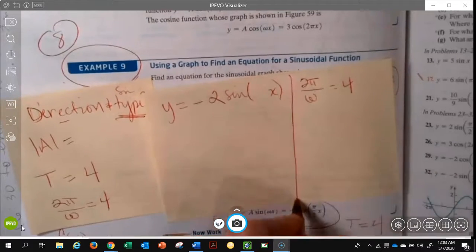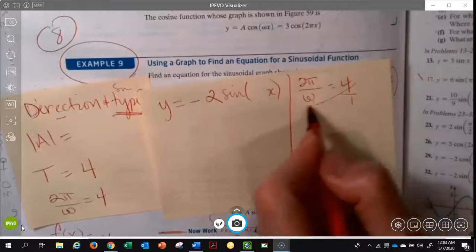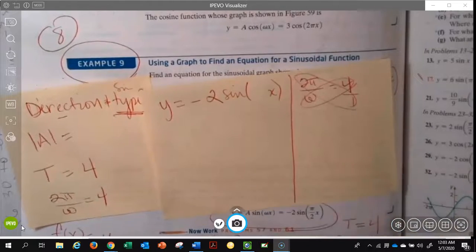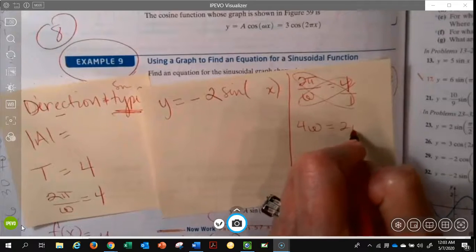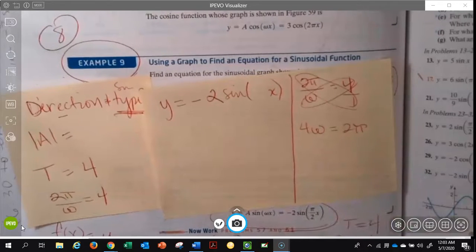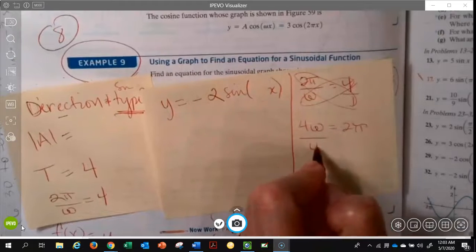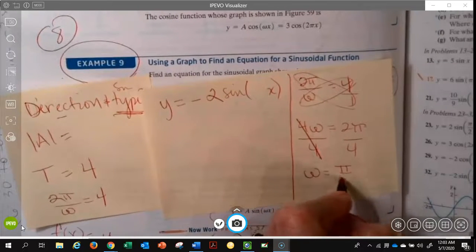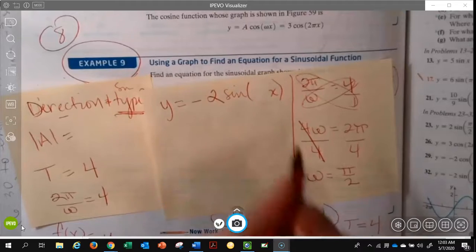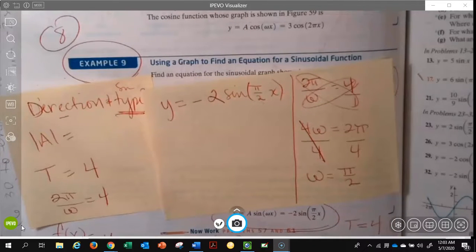Since I have a proportion, I'm going to go ahead and state that 4 omega equals 2 pi. Remember, I'm trying to figure out what is my omega, so I can put it right there. And when I divide by 4, my omega is worth a half of a pi. And so that is what goes in for omega.